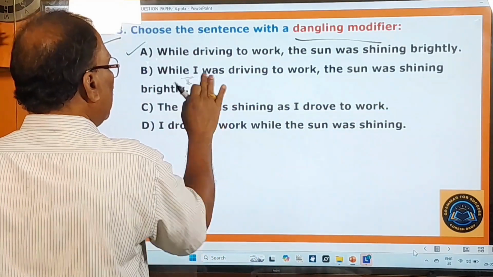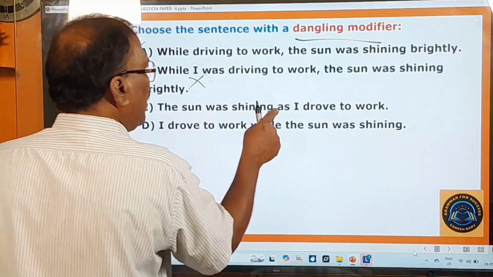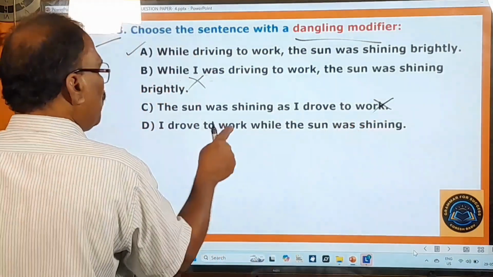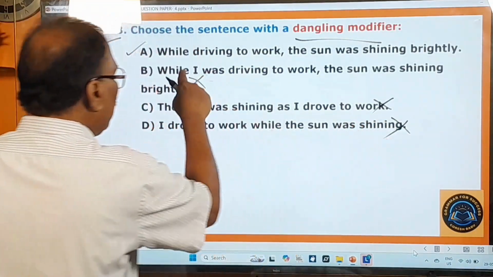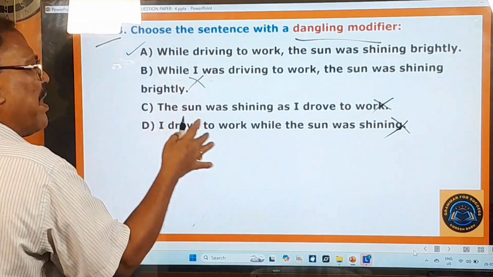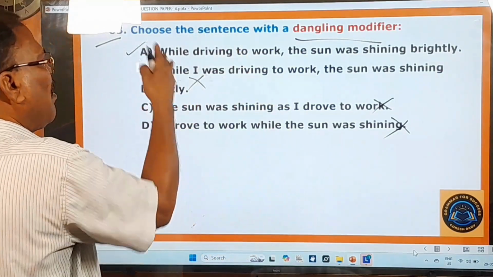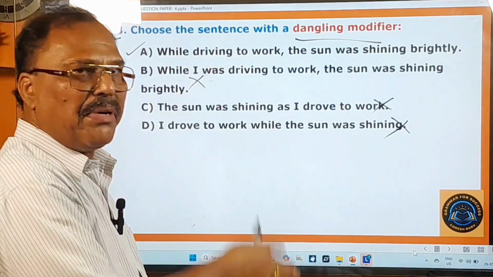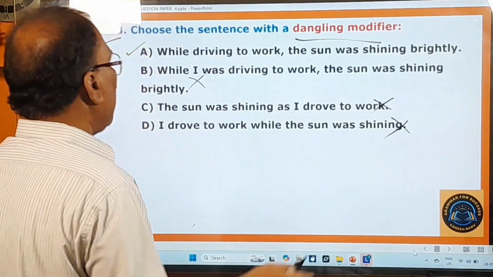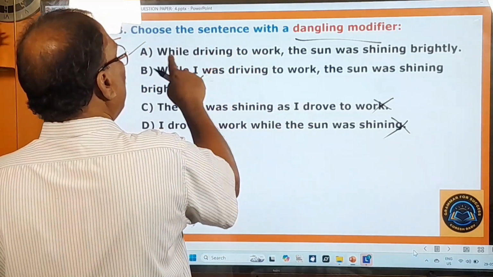Thus this is not the right one. The sun was shining as I drove to work. No, I drove to work while the sun was shining. So in all these three sentences, you can find the subject, and they are all perfectly correct, grammatically correct sentences. Whereas in the first sentence, you look at the meaning of this.